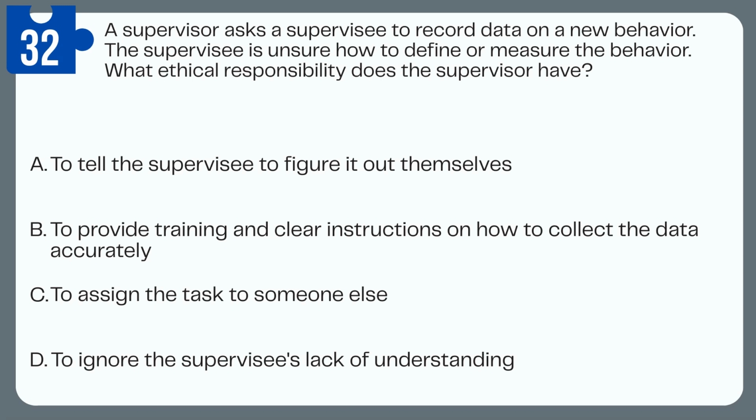Question 32. A supervisor asks a supervisee to record data on a new behavior. The supervisee is unsure how to define or measure the behavior. What ethical responsibility does the supervisor have? A. To tell the supervisee to figure it out themselves. B. To provide training and clear instructions on how to collect the data accurately. C. To assign the task to someone else. D. To ignore the supervisee's lack of understanding.